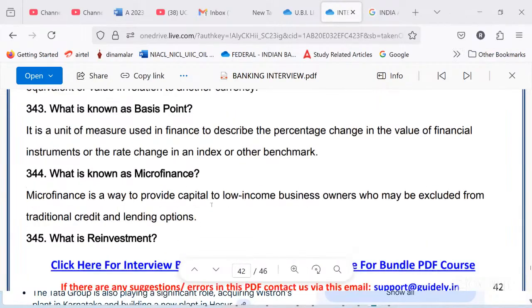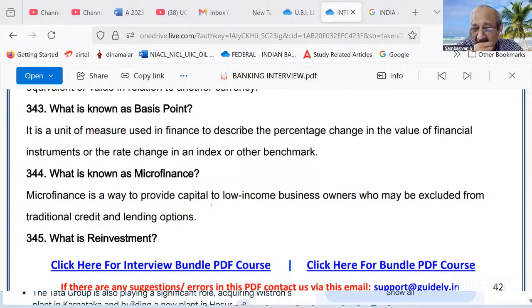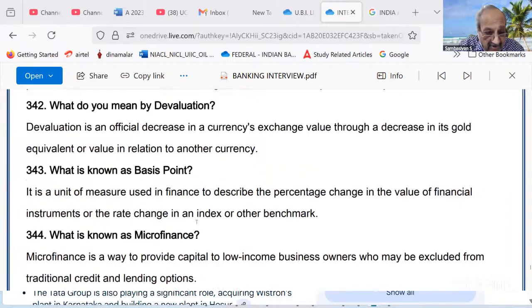What is known as basis point? It is a unit of measure used in finance to describe the percentage change in the value of financial instruments or the rate change in an index or other benchmark. But I think this will be more in relation to stock exchange and other things, commodity exchange. Nowadays, so many exchanges have come. It is not only stock exchange, there is foreign exchange, then multi commodities exchange. So many exchanges are there, Baba. Crypto exchange also, useless fellows. Giving lot of confusions.